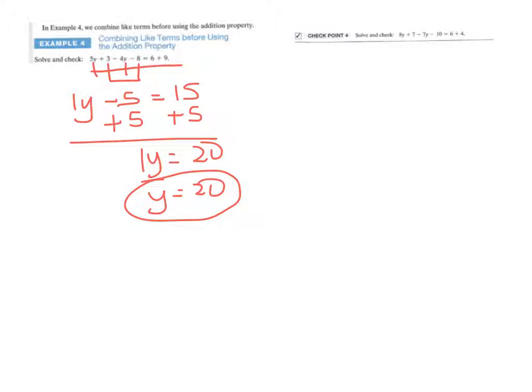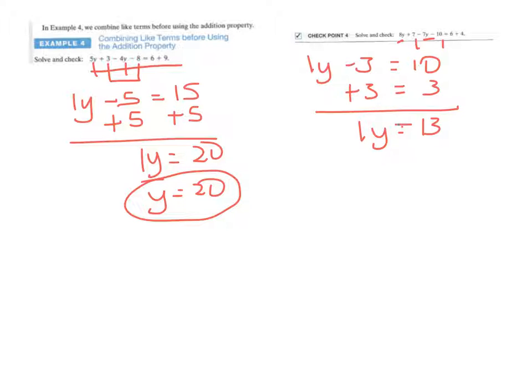So if we look at this next problem right here, I want to combine what's alike. The 8y and the negative 7y gives me 1y. And then I have 7 and negative 10, which is negative 3, and 6 plus 4, which is 10. And now I can solve the equation. You don't solve the equation until you have everything combined. So 1y equals 13, and then that really is just y equals 13. So we've solved the equation.